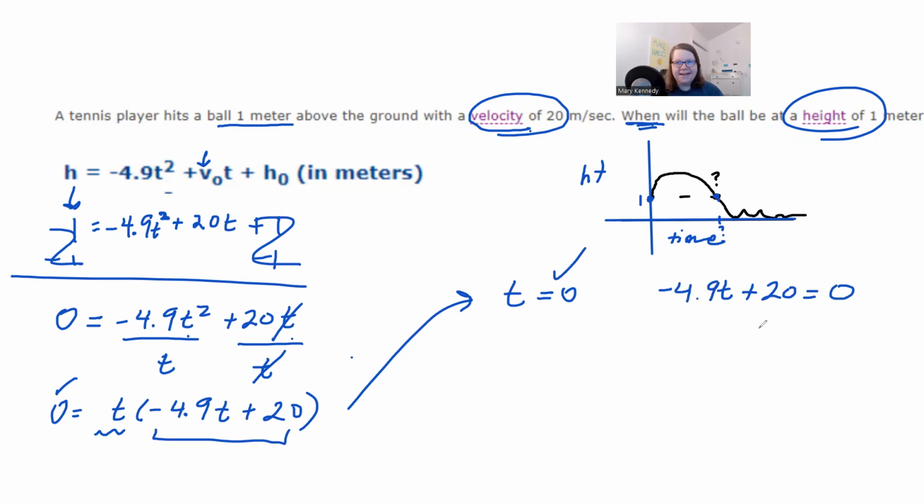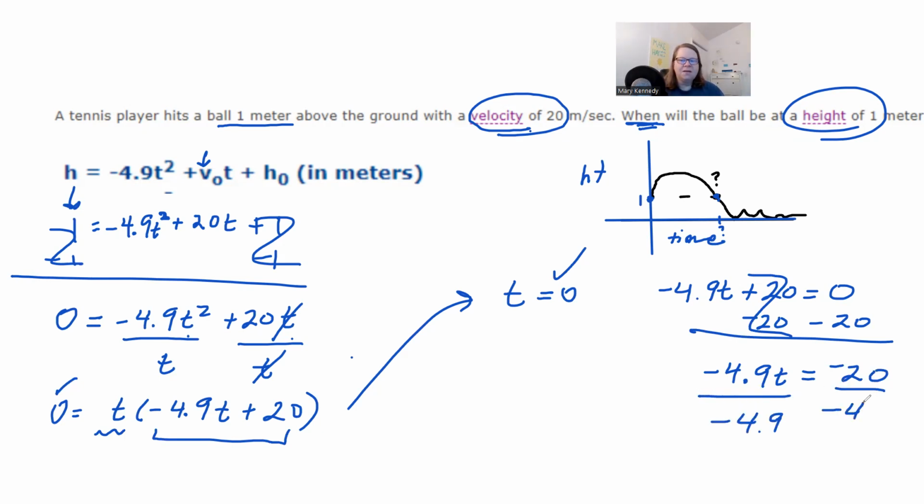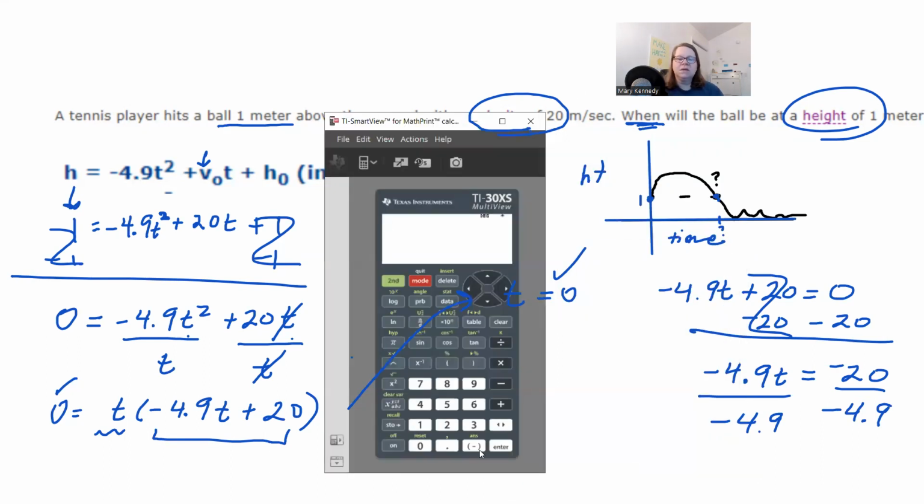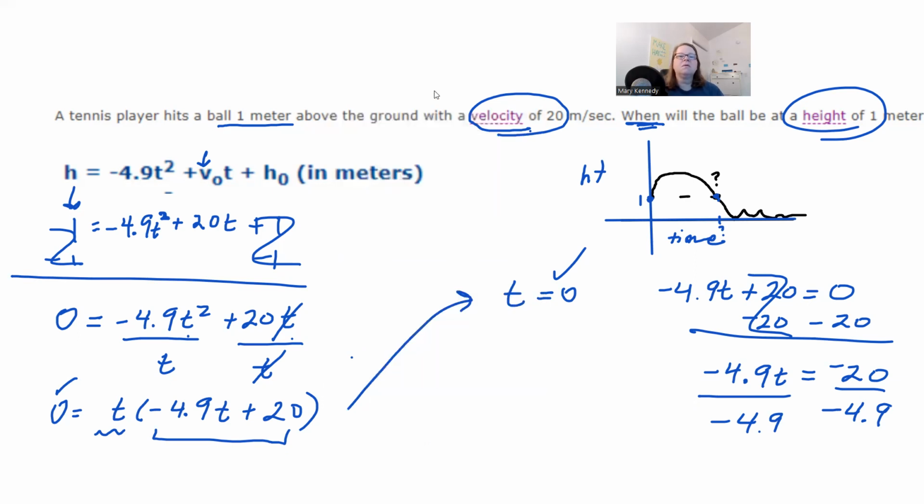So let's solve for t. Looks kind of funny, right? Think about it. We want to subtract 20 from both sides. 20 minus 20 is 0. So that's negative 4.9t equals 0 minus 20, which is negative 20. We'll divide both sides by negative 4.9. Now, I hope that you've got your handy dandy calculator. So I'm about to pull mine up here. And let's see, negative 20. You can do divided by, or if you have a calculator like this, you can just type it in as a fraction. Either way, you get the same answer. So if you had done division, it would work that way too. So this is about 4.08.